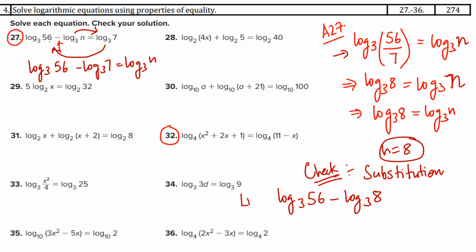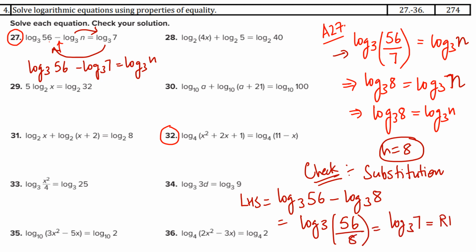This is the left side, LHS, and again we'll apply the same property that log with the same base, different numbers which are subtracted changes to division. So 56 divided by 8, and that's very well equal to 7, which is nothing but the right side. So when I substitute, I'm able to check my solution and both sides are coming equal. So that's a correct answer. That's how you do question 27.